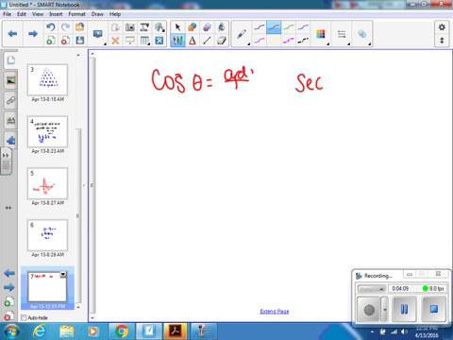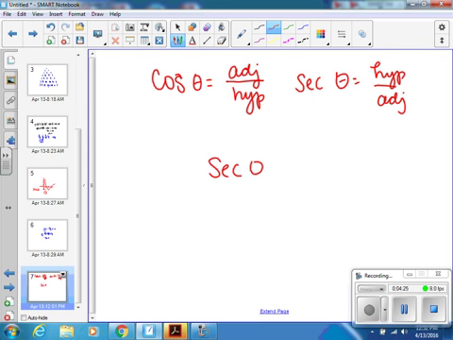Cosine is adjacent over hypotenuse. So secant would be hypotenuse over adjacent. Okay? Secant is 1 over cosine. That's what it is. So we have all that information.